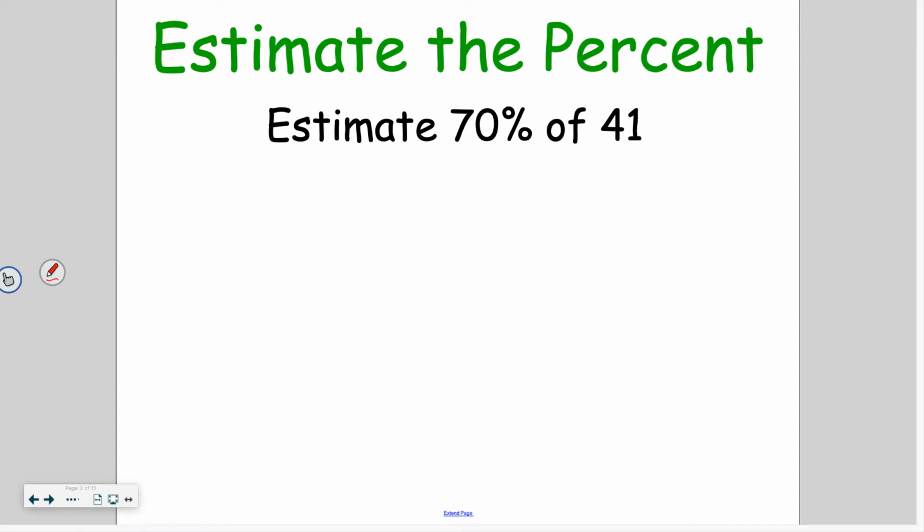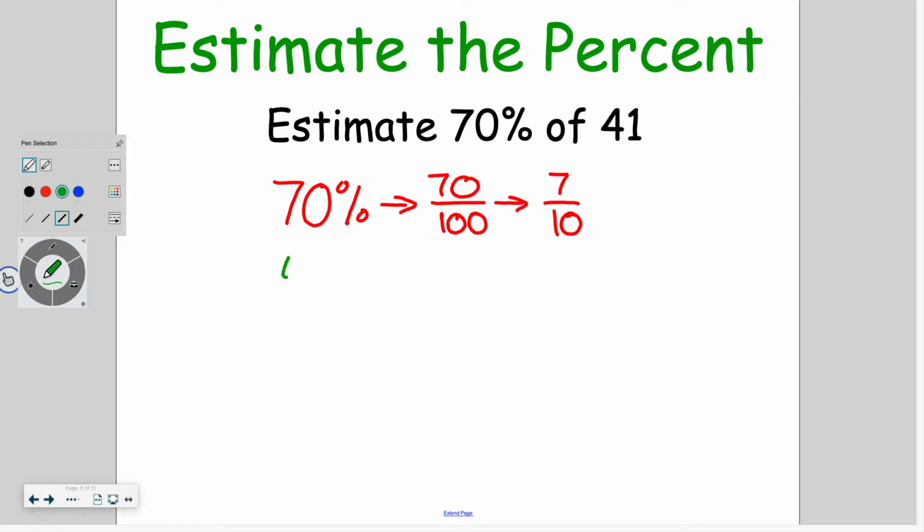Looking at our percent, it's already at a 5 or a 10. So we don't need to round 70%. We're going to jump to step 2, which is to convert 70% into a fraction. That starts as 70 over 100, and we can reduce that to 7 over 10. Now, the next step is going to be to look at this whole number, 41, and I have to say, okay, what is close to 41 that can be divided by the denominator, which is 10? So 41 is close to 40. 40 can be divided by 10.